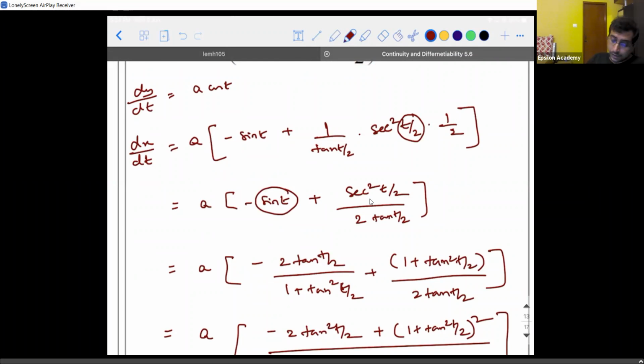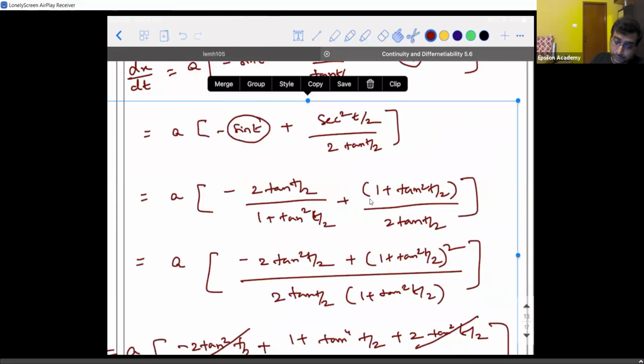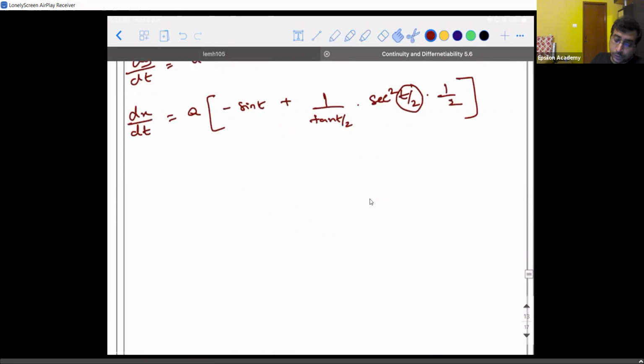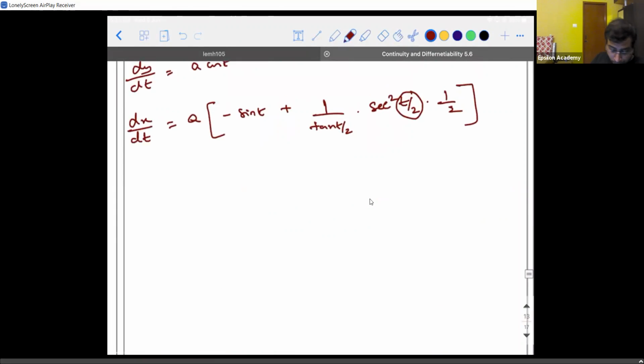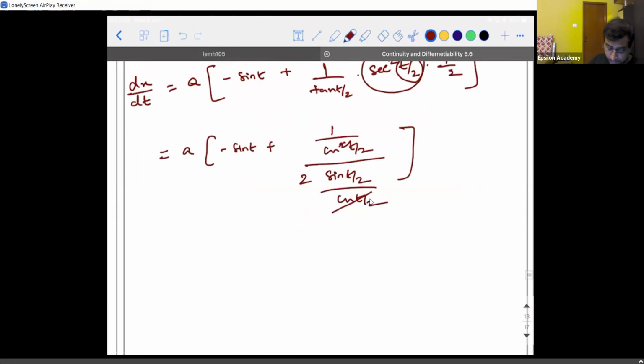Okay. Let's do one thing. See, this method is also right. I'm not denying that it is wrong. I'm just going to do it in an alternate way. That's it. So a into minus sine t plus secant square t by 2 is there. Now, can I write it as 1 by cos square t by 2 divided by tan t by 2? I will write it as sine t by 2 divided by cos t by 2. And 2 is already there. So one cos and this will get cancelled.